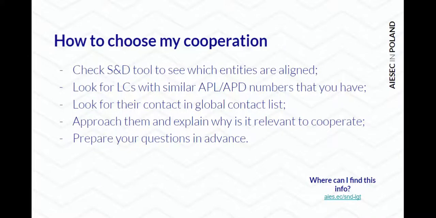And now, how to get this info. So first of all, you need to choose your corporation. If you don't already have one, you should check the supply and demand tool to see which entities are aligned with your working fields and your EPs' working fields. Secondly, you should look for LCs with similar applied and approval numbers that you have, and you can check this information on the link that I put below in the PPT.